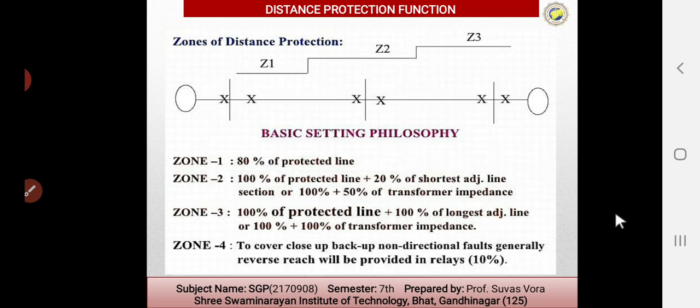We can see the zone protections of the distance protection systems. Zone 1 is considered as 80 percent, then zone 2 is 100% plus 20%, or 100% of the another, and zone 3 and zone 4. So these are the distance protection functions.